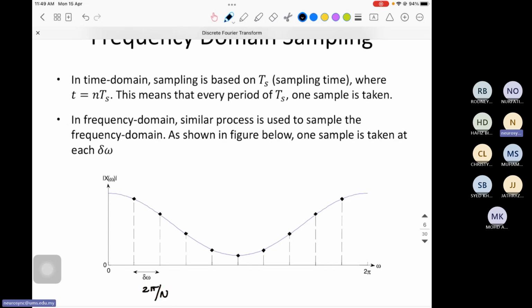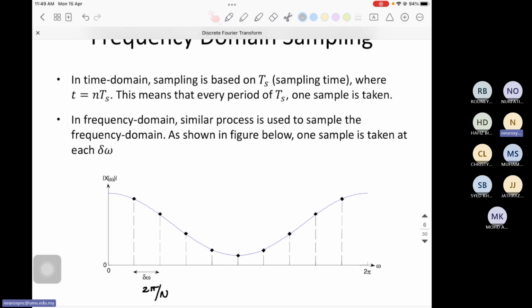Now in time domain, we know how to do the sampling. Basically we take the sampling time, suppose this is Ts, my sampling time. We multiply this with the n number of integers and we take the samples at each interval. So we say that this is n times Ts, and at each interval, we will take the sample values.